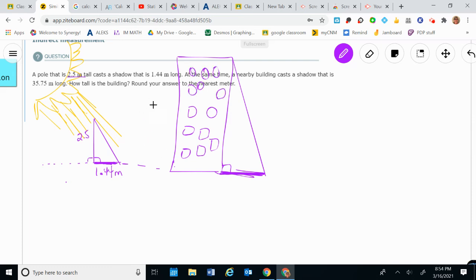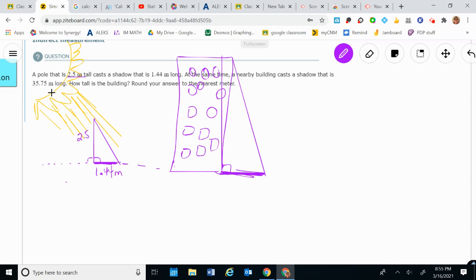Okay. All right. Do you see the two triangles? This is a right triangle and this is a right triangle. What's cool about this is you have similar triangles because the sun's rays are coming down at the same angle. It's the same time of day. It's the same angle. I can't draw the nice picture of this. I'm sorry. I tried.